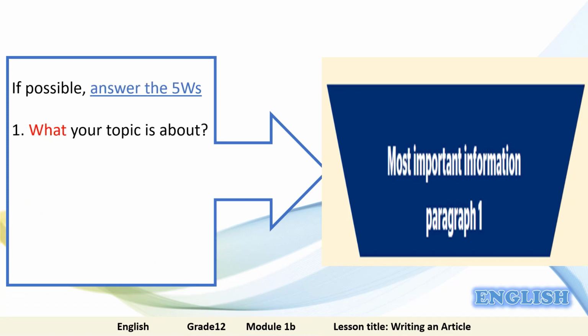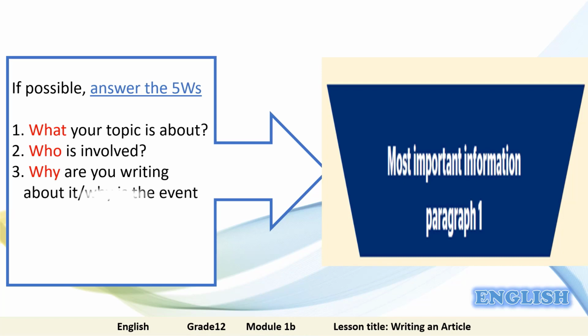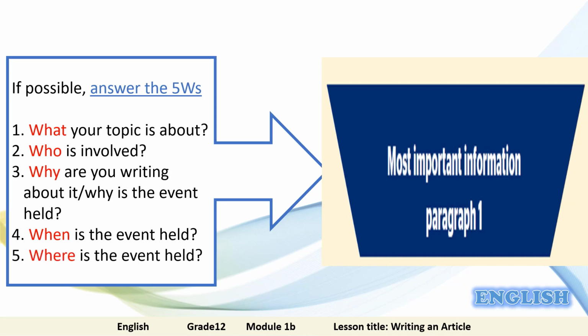It's answering what your topic is about, who is involved, why are you writing about it, or why is the event held, when is the event held, and where is the event held. If you're completely able to answer these questions, you will have a coherent, well-structured paragraph 1 with no problems at all.